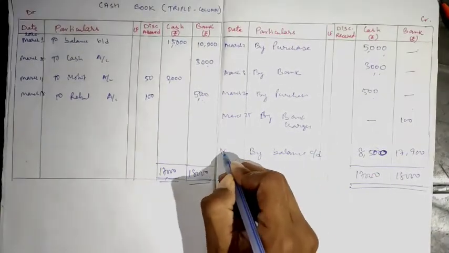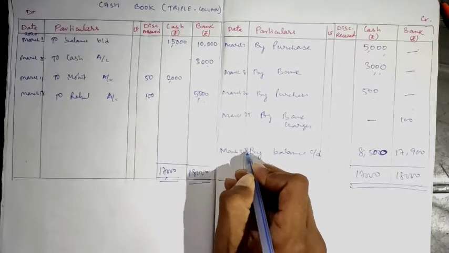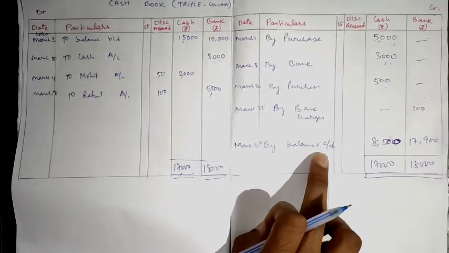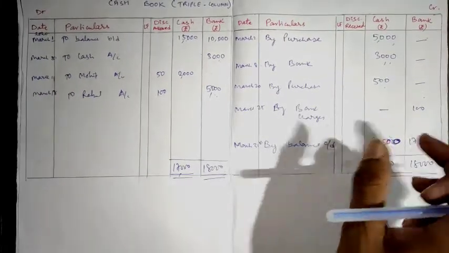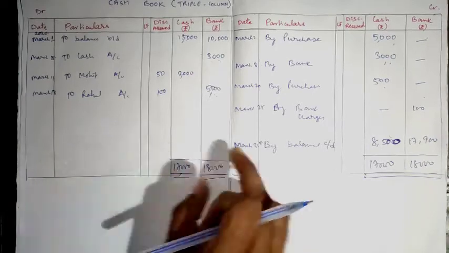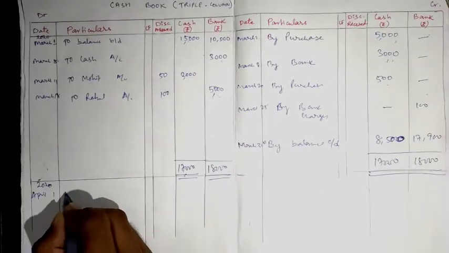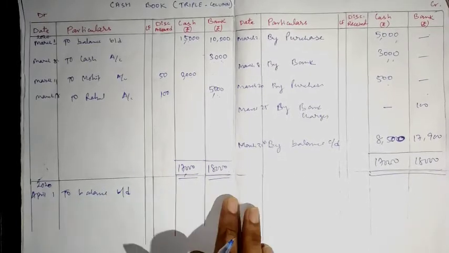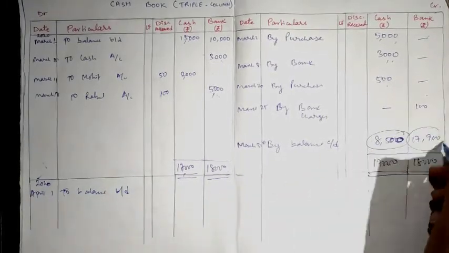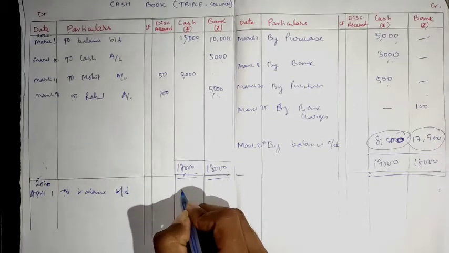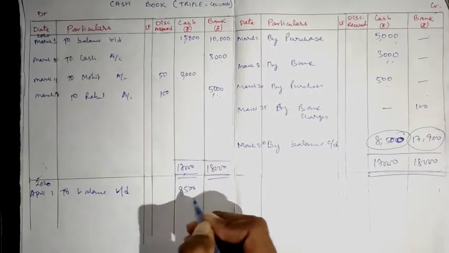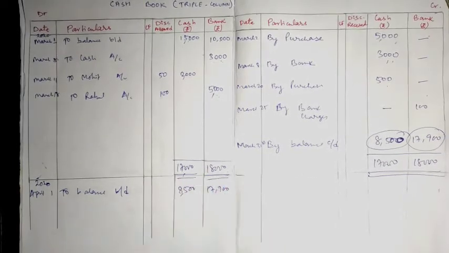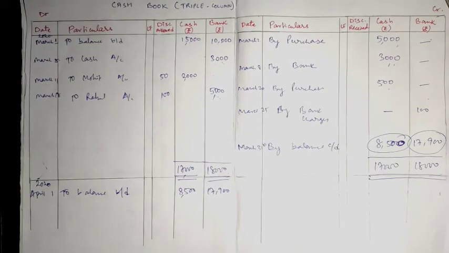And the last date, that's March 31st. And if you remember, if balance c/d is on this side, the same amount will be written on the debit side. It will become opening. So March 31st, what will I write? To balance b/d. So what will be the amount? Same amount, 8,500 and 17,900. So on the cash column we will write 8,500 and in the bank column we will write 17,900. So this way our triple column cash book is prepared. Thank you, students.